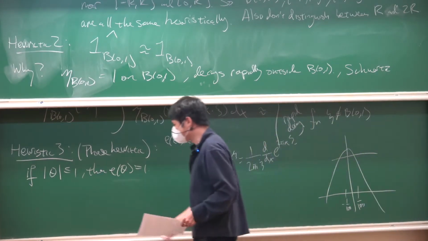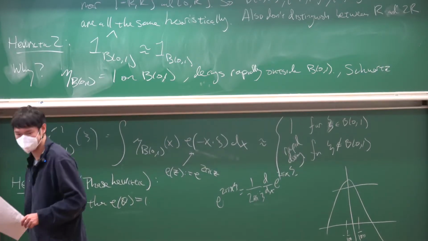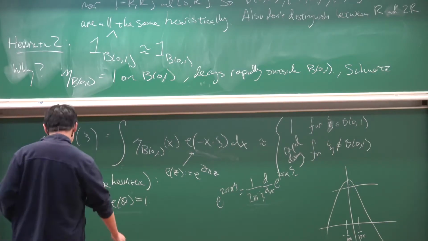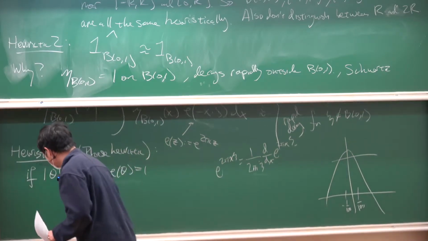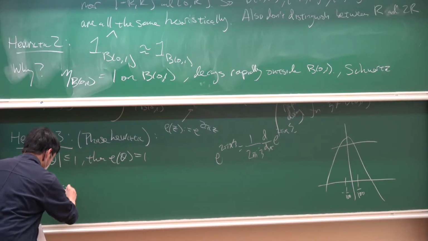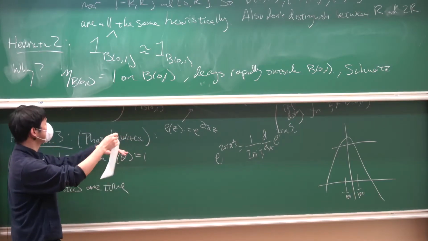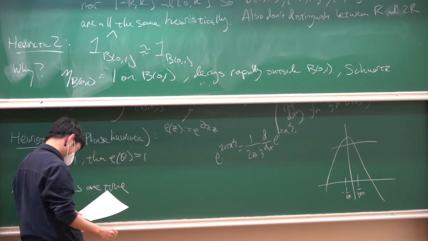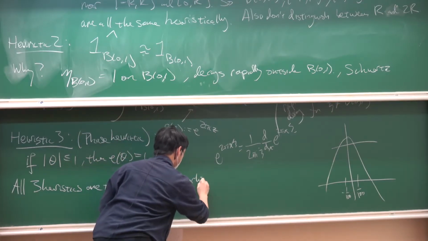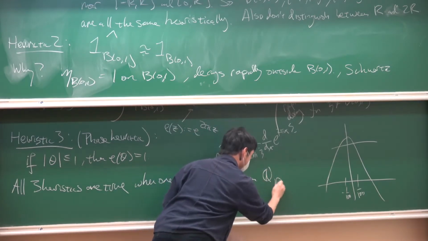Okay, so there are situations where all three heuristics are actually rigorously true. Of course, this is not true in R, right? We all know that this is not true in R, but all three heuristics are true, like literally true, with equals, when one works with harmonic analysis in the p-adics, in Q_p.